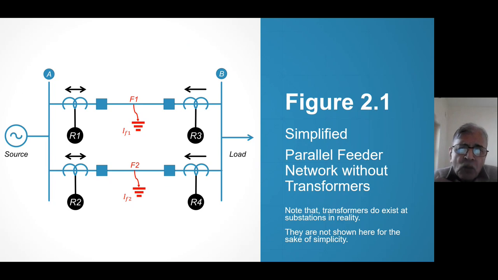Direction means if the fault flows away from the bus, then the relay will operate. If the fault flows towards the bus, even if the current is a fault current, even if the current is more than the plug setting, the relay won't operate.